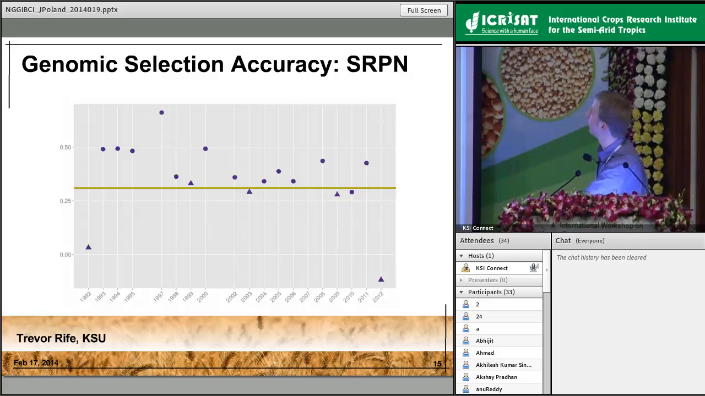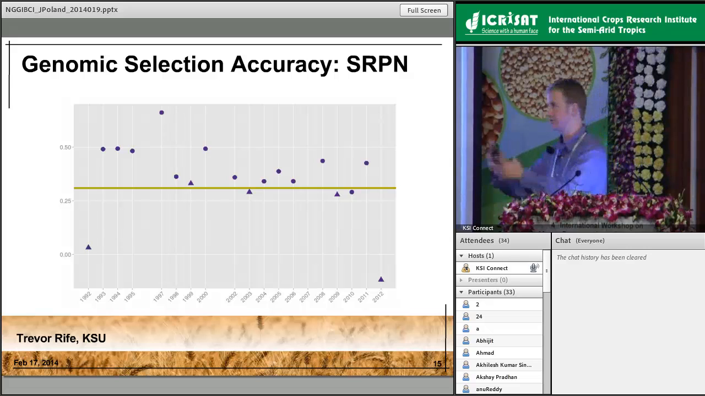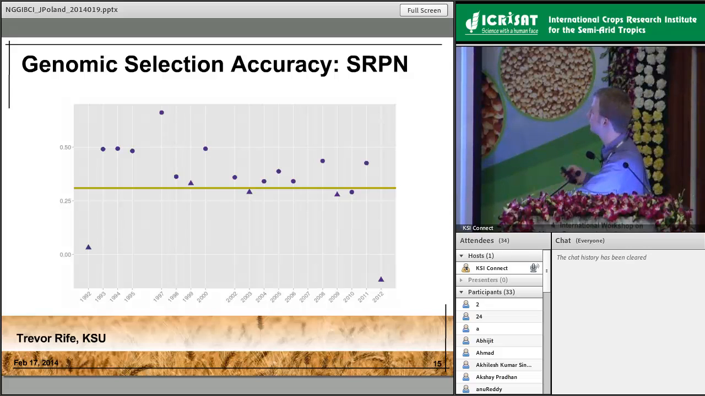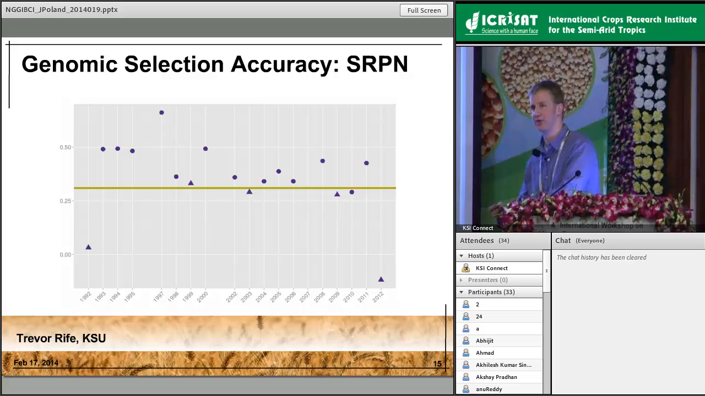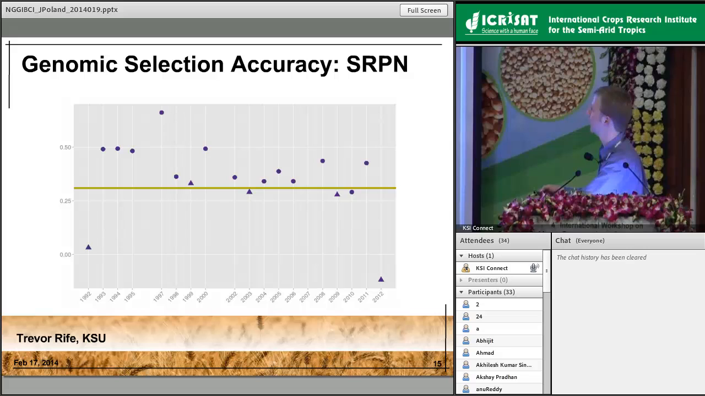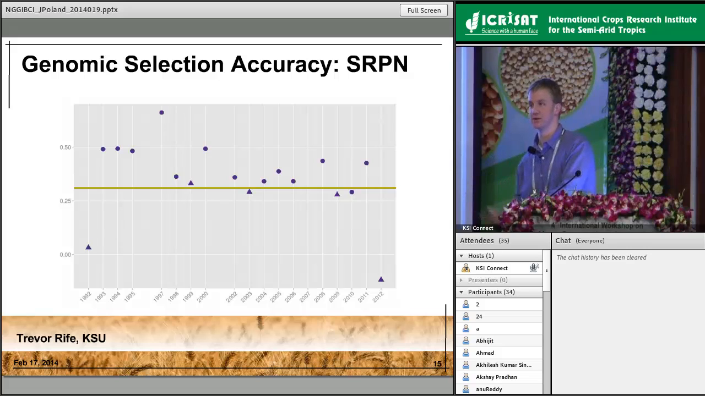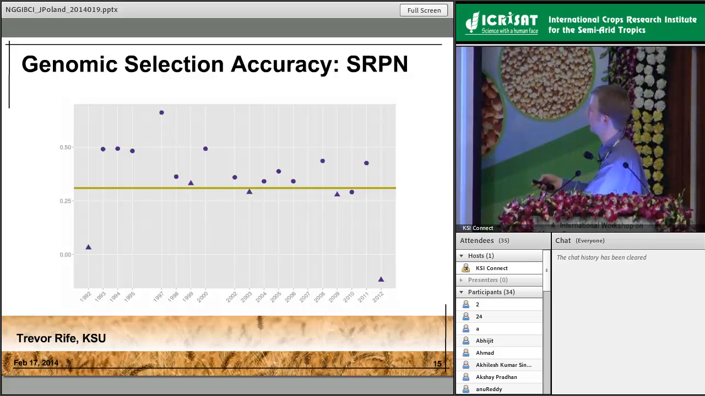But what we came out with, on the bottom here, is the prediction accuracies basically across the full set of material across all locations. Because these are breeding nurseries and oftentimes a few of the entries are repeated year after year, you can really get a baseline, which is what I'm showing here, a baseline of the phenotypic correlation from one year to the next. That comes in at about 0.28, I think.